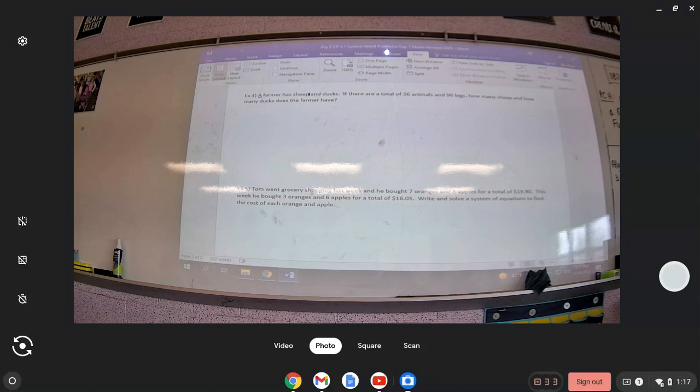Okay. So now 96 is 96 what? Legs, right? So now you have to bring in, well, how many legs does each sheep have? And how many legs does each duck have to add up to 96 total legs? Okay?